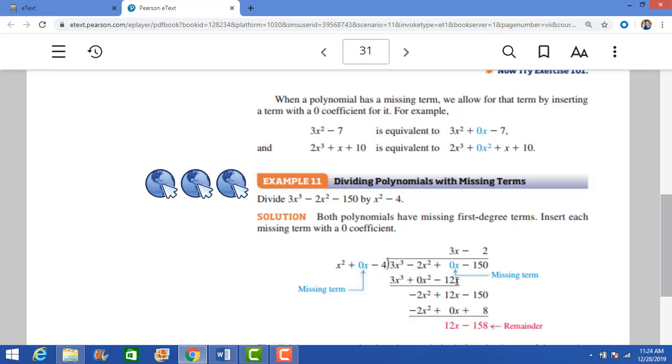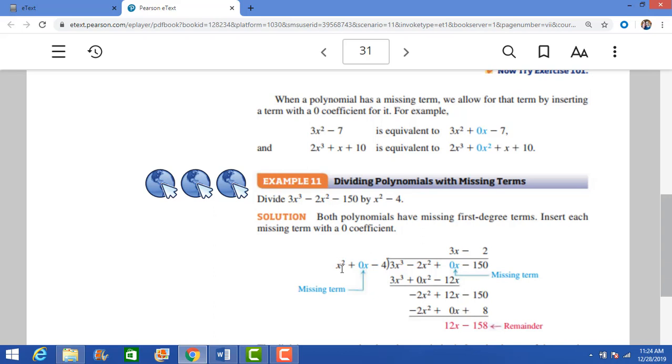So we subtract this whole thing. And remember, you've got to subtract the whole thing, which means this is going to become a negative x cubed. This is going to become minus 0x. This is going to become plus 12x. So this becomes a minus x squared. This becomes a plus 12x. And then we take the 150 and we drop down. We do it one more time.